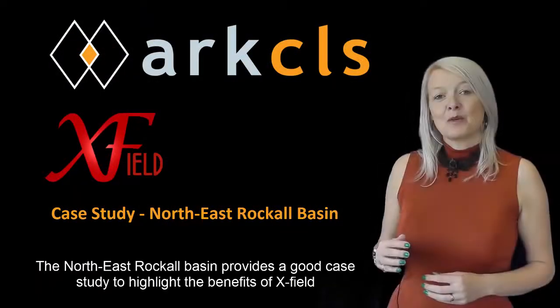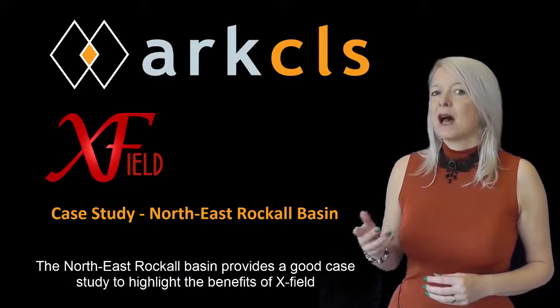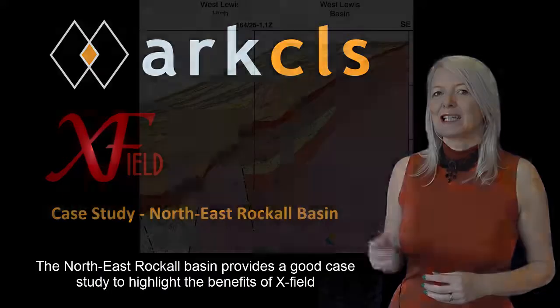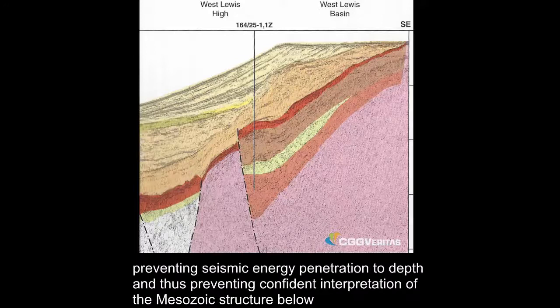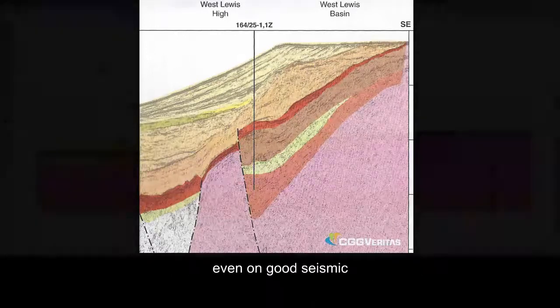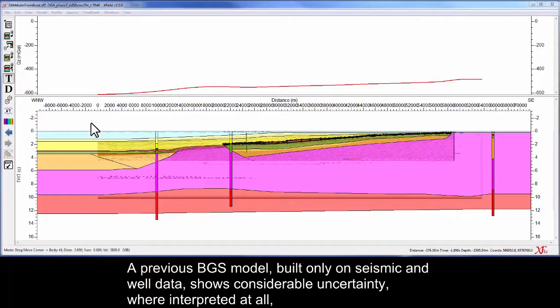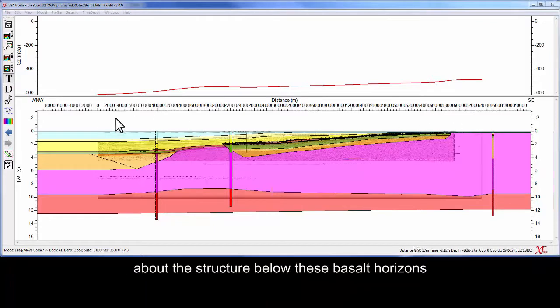The Northeast Rockall Basin provides a good case study to highlight the benefits of XField. In this area, Paleogene extrusive basalt flows make very high impedance reflectors, preventing seismic energy penetration to depth and thus preventing confident interpretation of the Mesozoic structure below, even on good seismic. A previous BGS model, built only on seismic and well data, shows considerable uncertainty, where interpreted at all, about the structure below these basalt horizons.